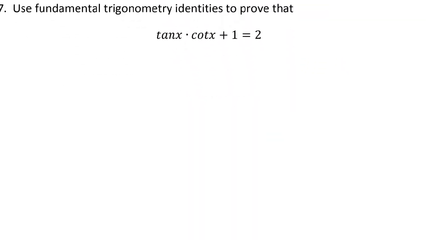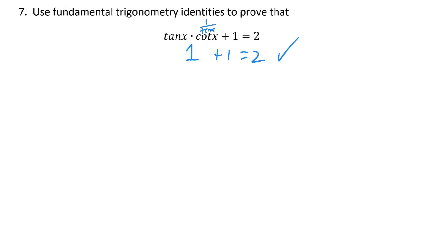Number 7. What? We practically already did this one. I mean, we could just say this equals 1, because when I proved that identity, once I prove an identity, I could use it. Or I could just change this to 1 over tan, and then it equals 1, and then 1 plus 1 is 2 all day, check mark, moving on.